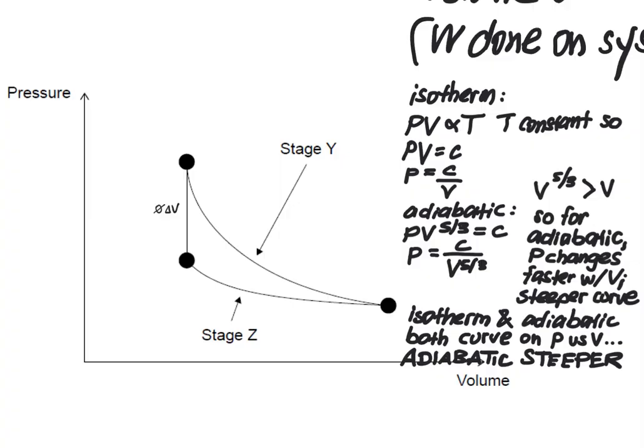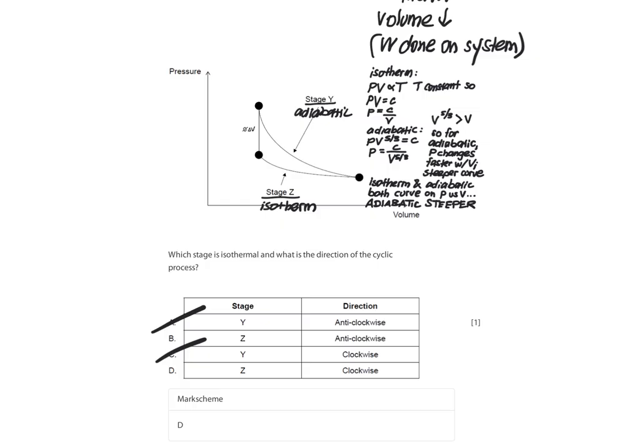So what's the net takeaway? For isotherms and adiabatic processes, they both curve on a pressure versus volume graph, but the adiabatic is steeper. So what does that mean for us on stage Y? That makes this one stage Y, the adiabatic curve, and that makes stage Z the isotherm. Okay, I feel that was the hard part, figuring out which one's adiabatic and which one's isothermal.